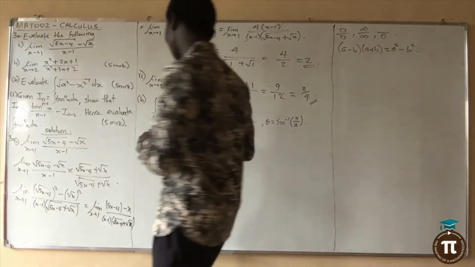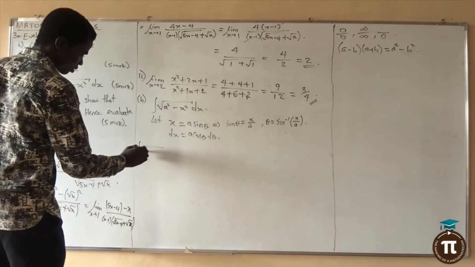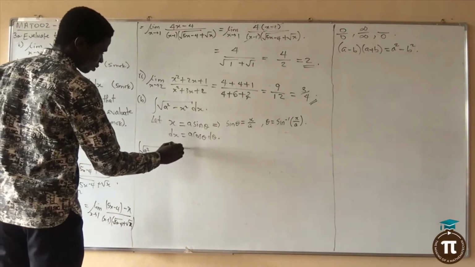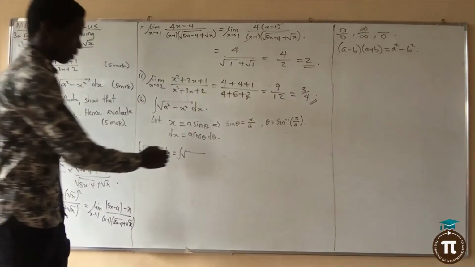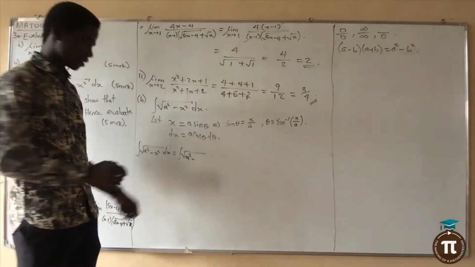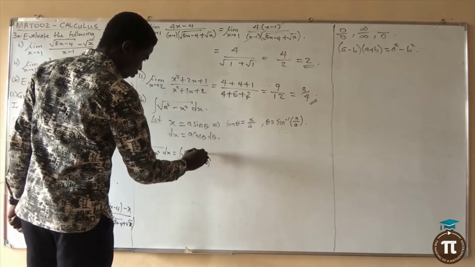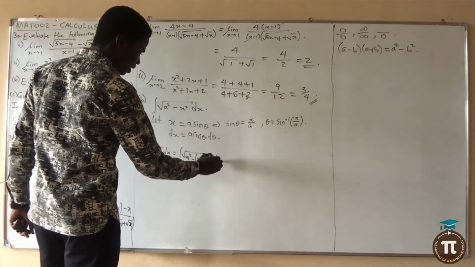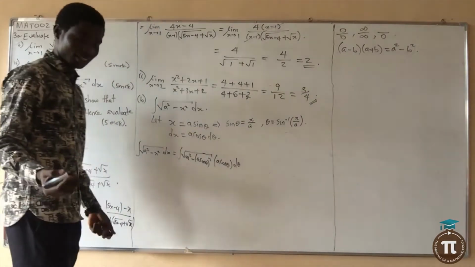Now let's come to the integral. The integral says the integral of square root of a squared minus s squared ds. So that's the integral of square root of a squared minus, s is a sine theta, so a sine theta all squared. And ds is multiplied by a cos theta d theta, that's what the ds is.